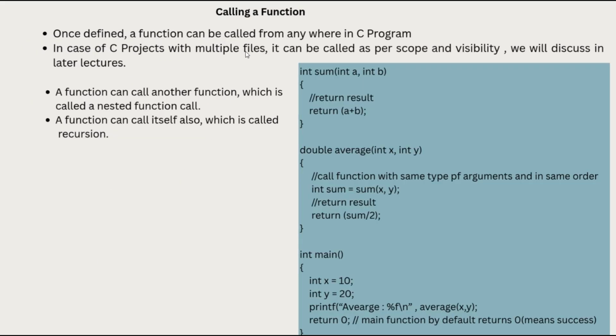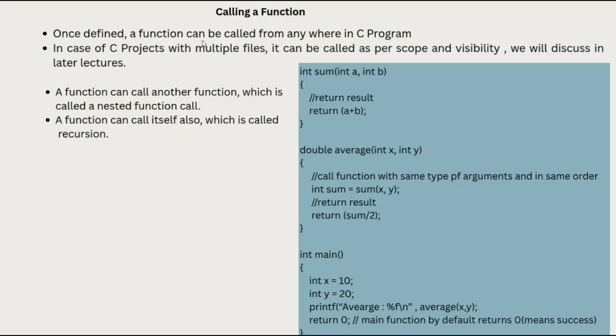Now we have seen how to declare a function and how to define a function. Now let's see how we will call it. To call the function, you can see here in the example there are two functions, one is average and one is sum. In the main function I call average, the name of the function, and I can pass the parameters, the arguments.